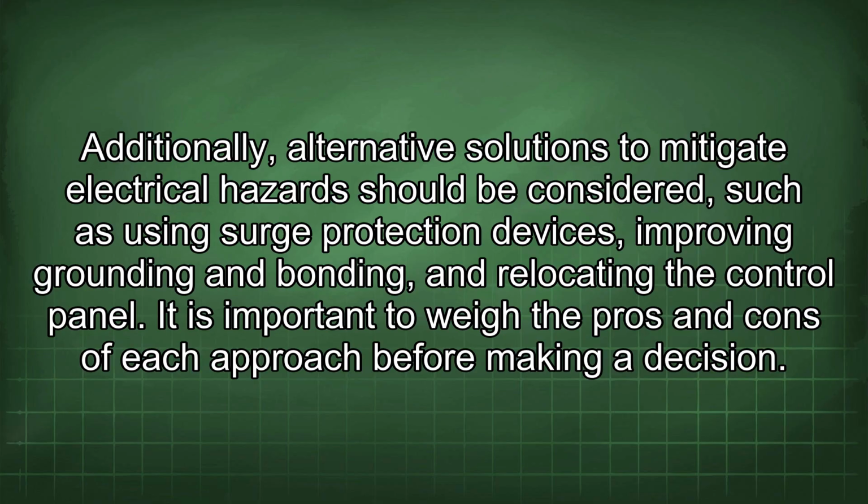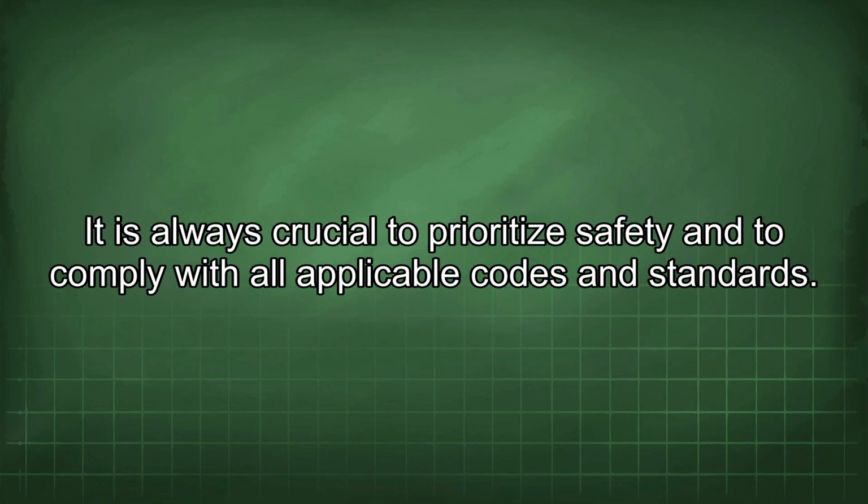Additionally, alternative solutions to mitigate electrical hazards should be considered, such as using surge protection devices, improving grounding and bonding, and relocating the control panel. It is important to weigh the pros and cons of each approach before making a decision. It is always crucial to prioritize safety and to comply with all applicable codes and standards.